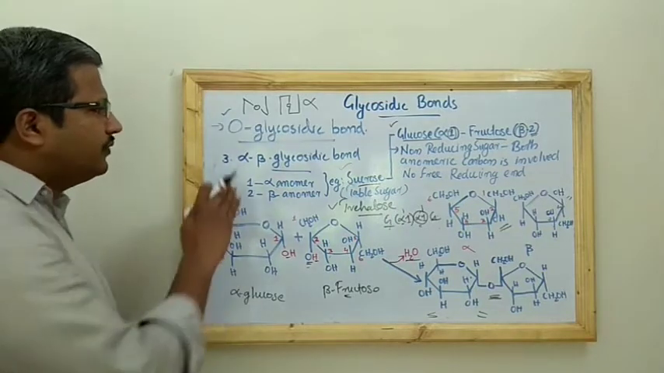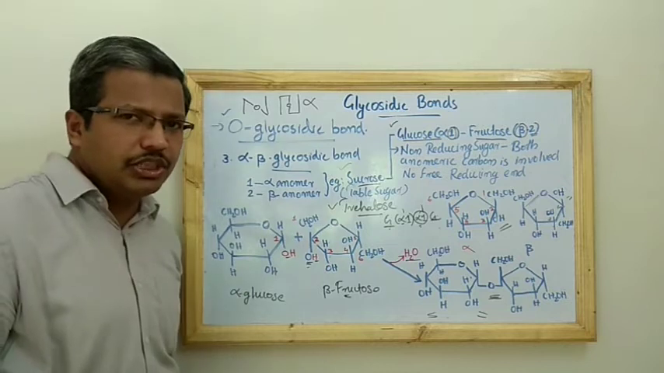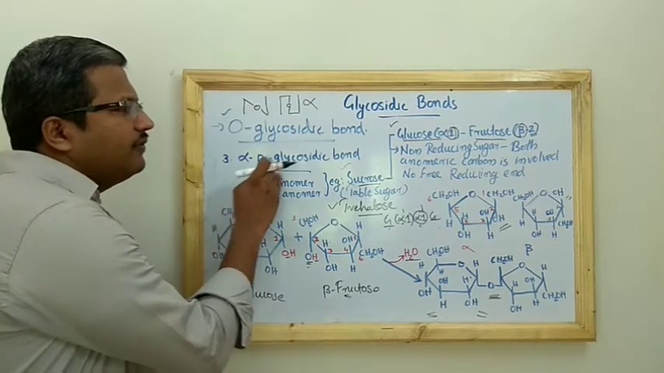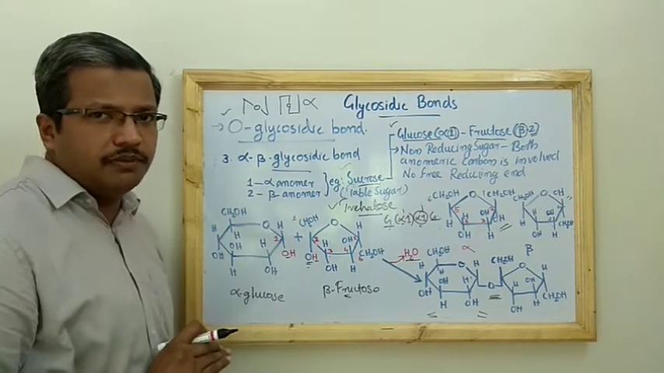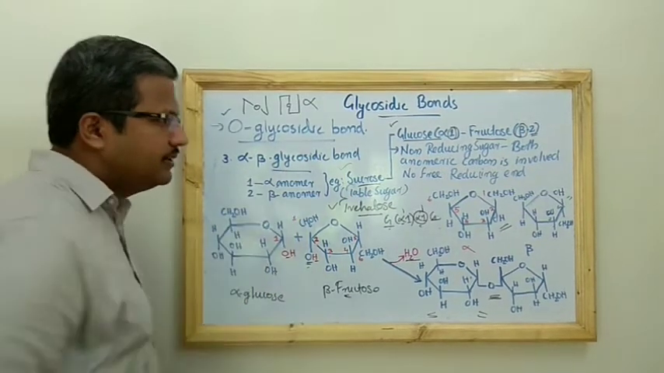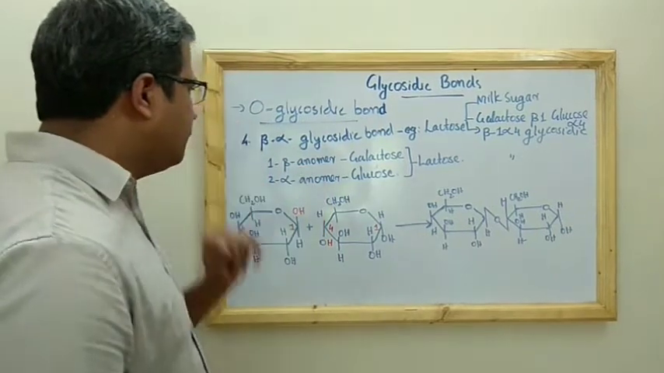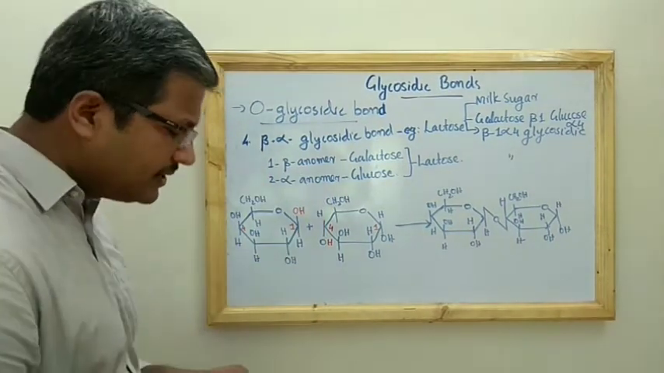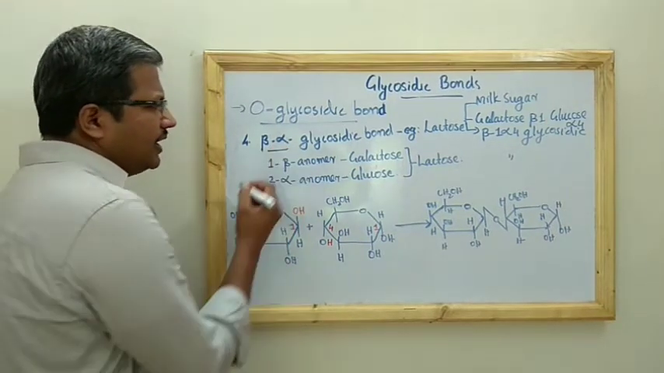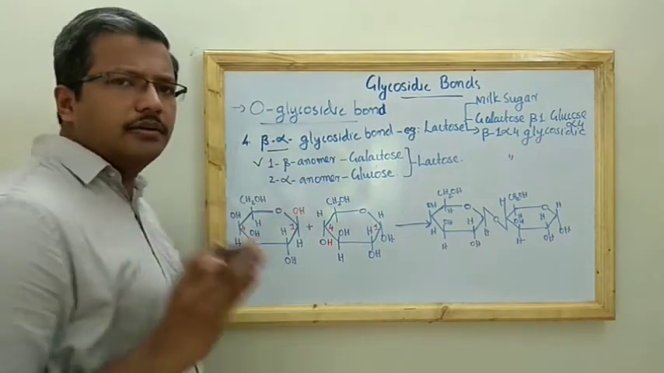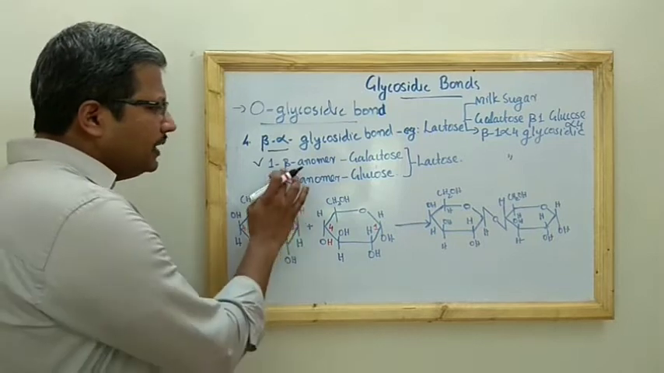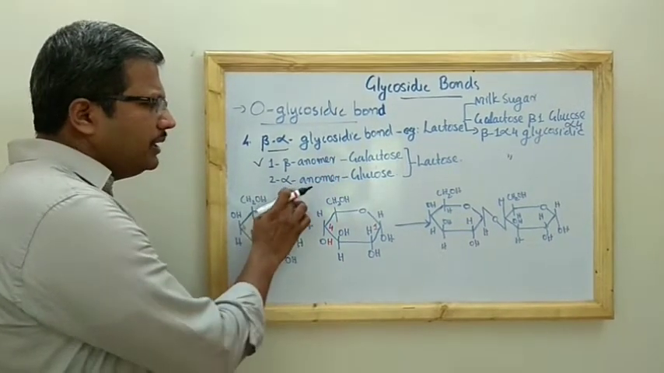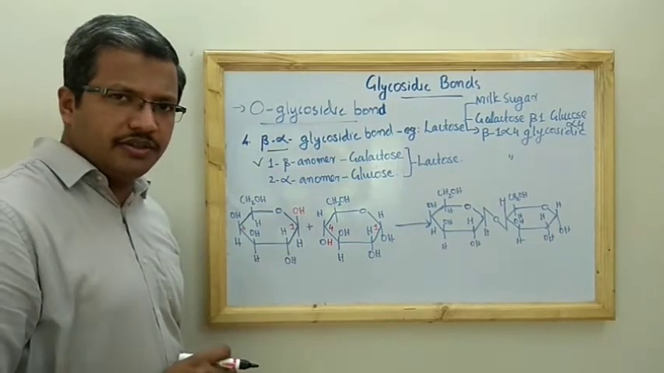Now let us move to the fourth type of glycosidic bond, that is nothing but the beta alpha glycosidic bond. Okay, so let us see that. We can see the beta alpha glycosidic bond. From the name itself we can see that the first carbohydrate monomer will be in beta anomeric configuration, and the second will be in alpha anomeric configuration.